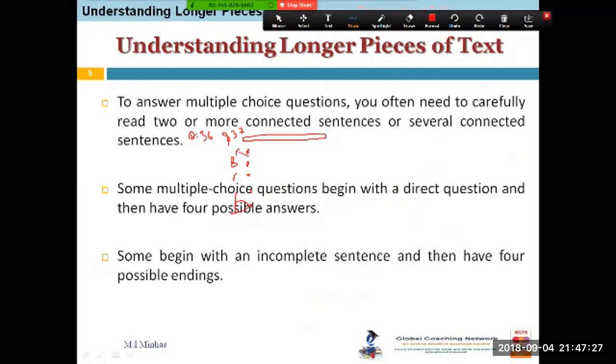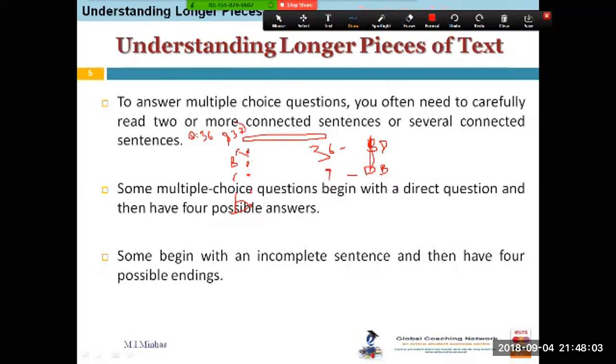In that case, you may write B for question number 37, and for question number 38, you would write D. Even if you write D here and B here, even then it's correct. Sequence doesn't matter. These are two separate questions, and you have to write answers to these questions. You may write in any order. Is that clear?